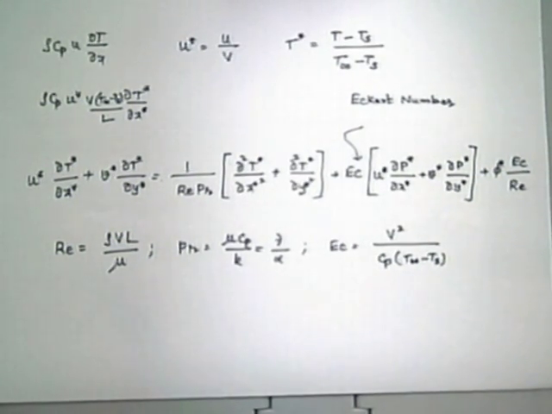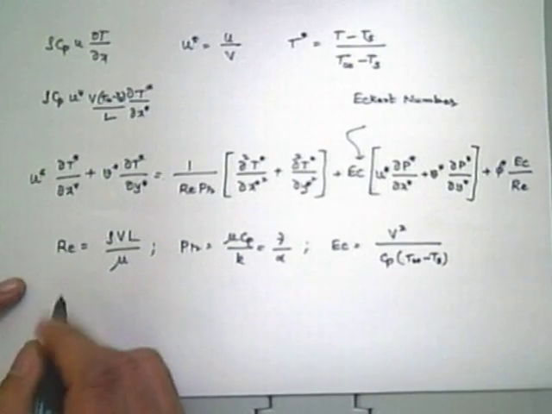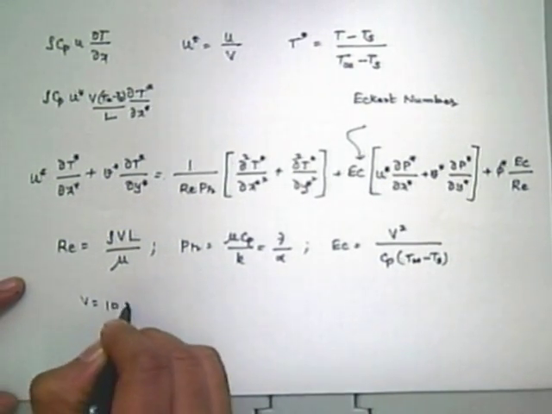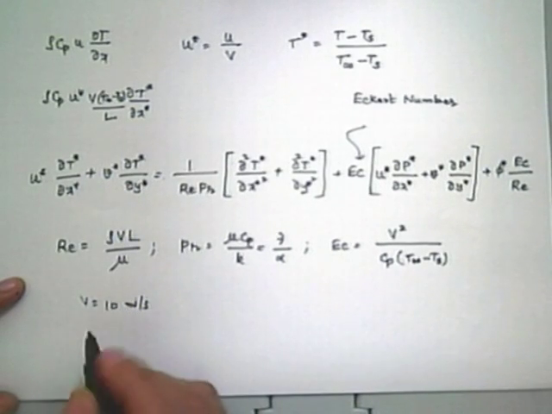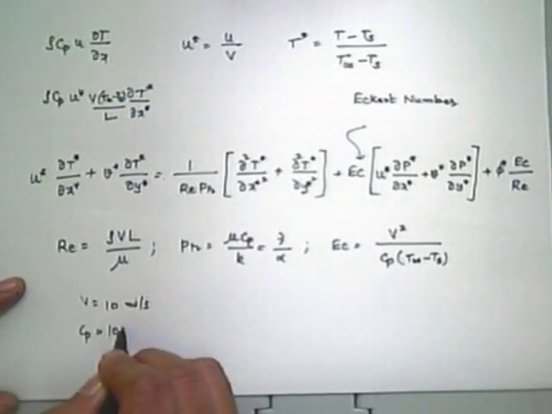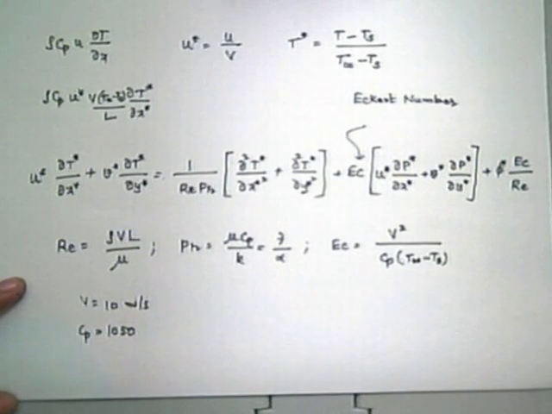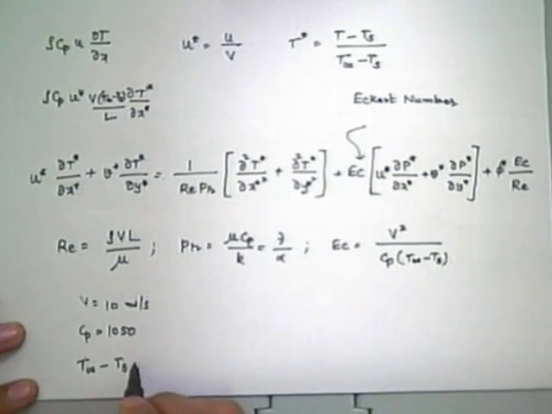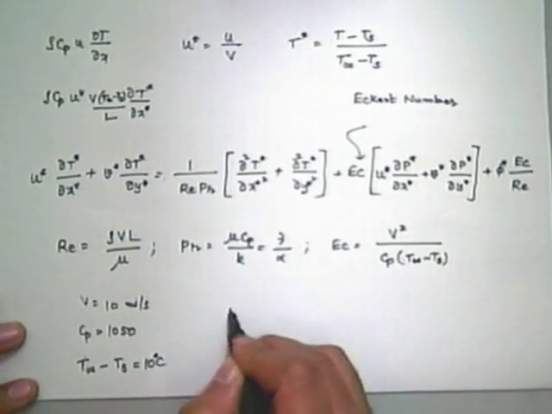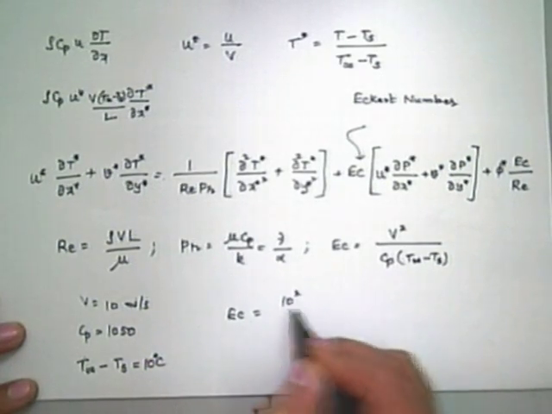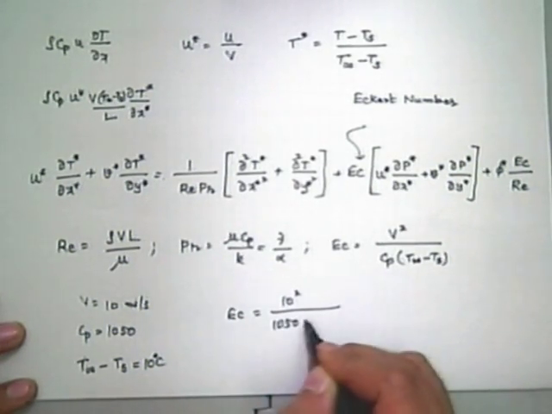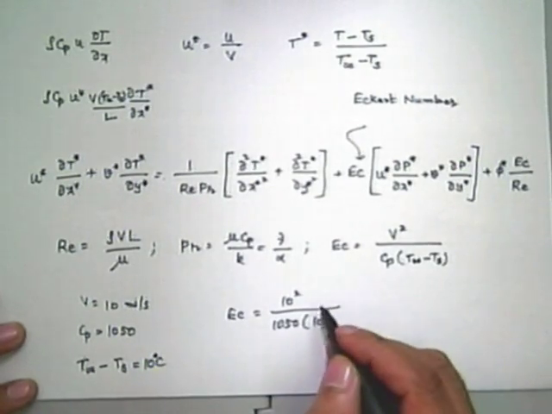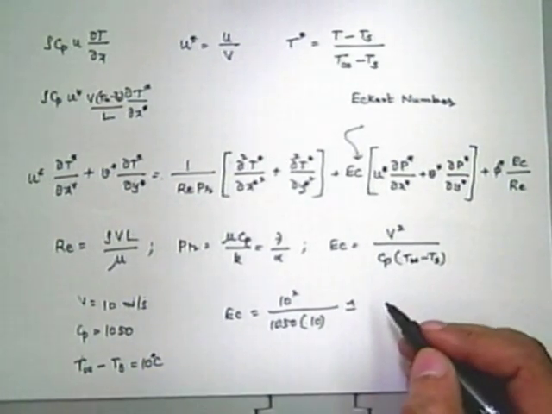Now, let us calculate the Eckert number for a velocity of 10 meters per second. If the velocity is 10 meters per second, and Cp of air is 1050, and typically our temperature differences, when I am heating or cooling, are of the order of 10 degrees Celsius, T infinity and Ts. What is the Eckert number? It reduces to 10 squared upon 1050 into 10. So, it will be of the order of 0.01.